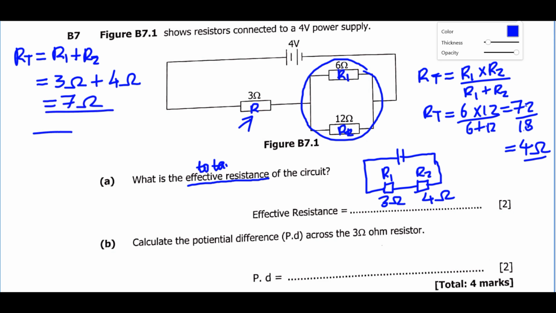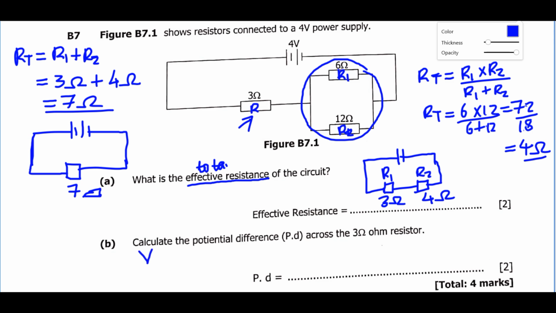So now let me draw this simple diagram. This simply means that if you combine all these resistances, you're going to form one, and this is 7 ohms. So the total resistance of the whole circuit, if they are to be combined, is 7 ohms. Then B, calculate the potential difference across the 3 ohms resistor.